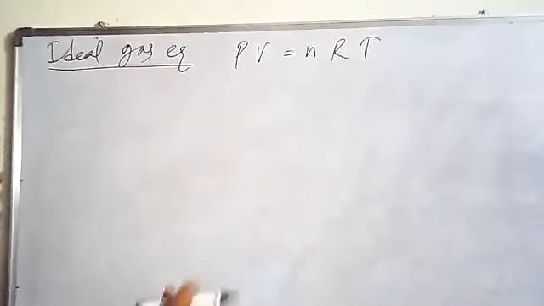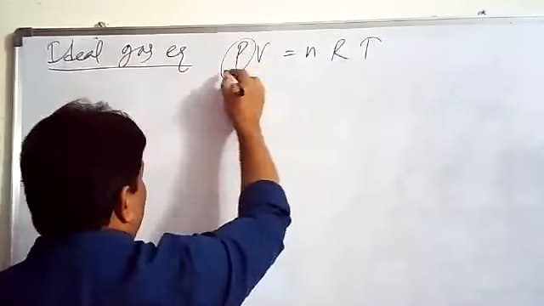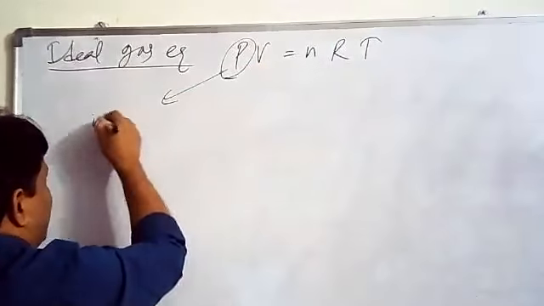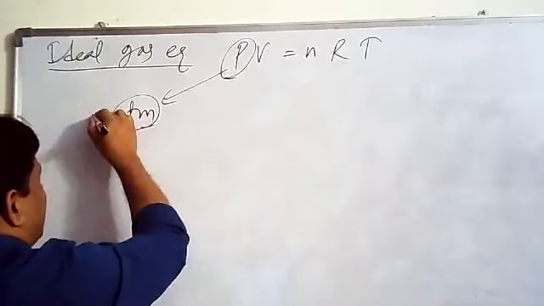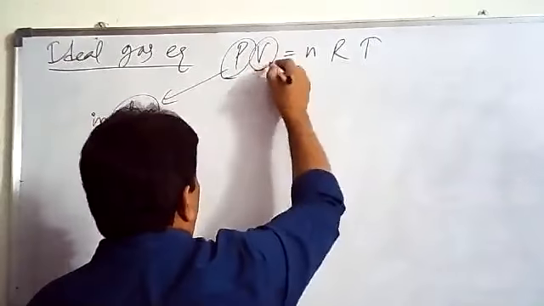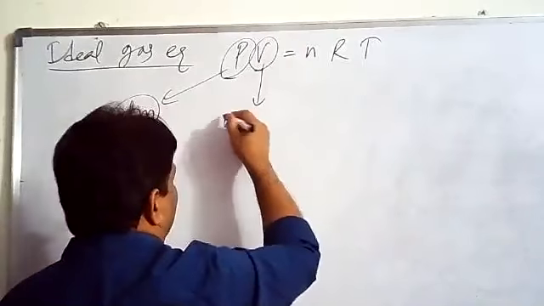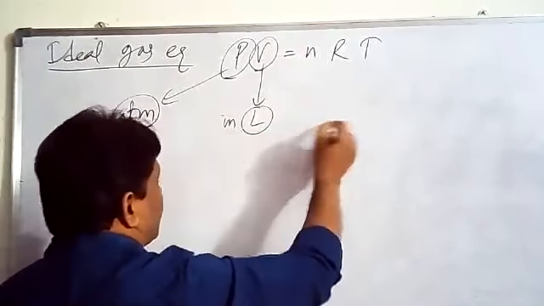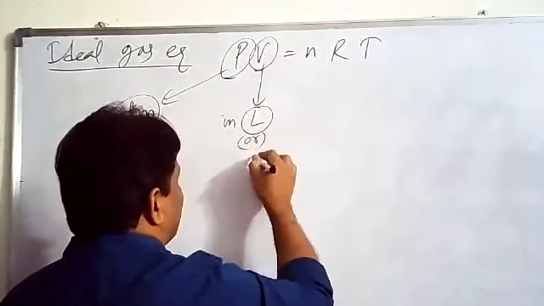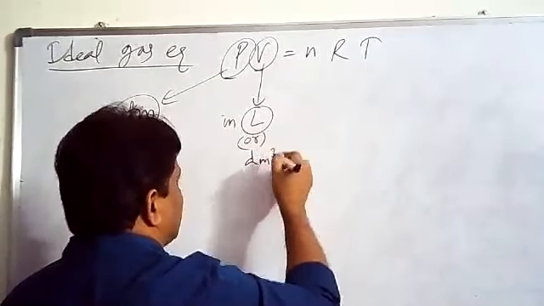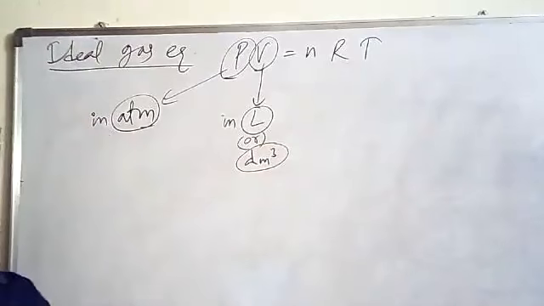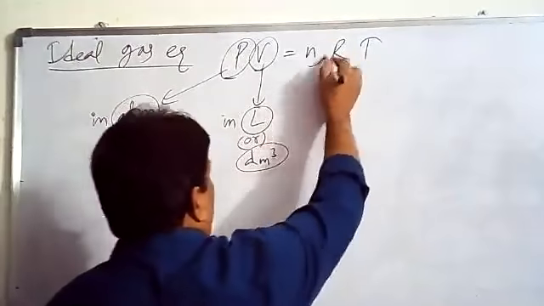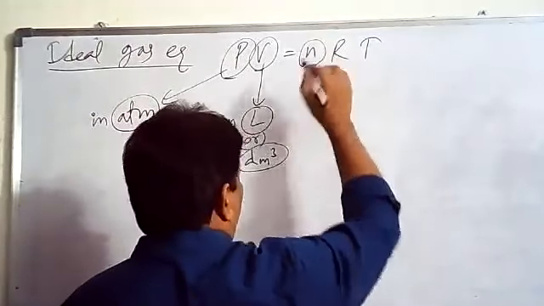Now in this case, we take P in atm. If pressure is taken in atm, volume should be taken in liters, or decimeter cube. A liter and a decimeter cube are the same: 1 liter is 1 decimeter cube. Remember that. Next, n is the number of moles.